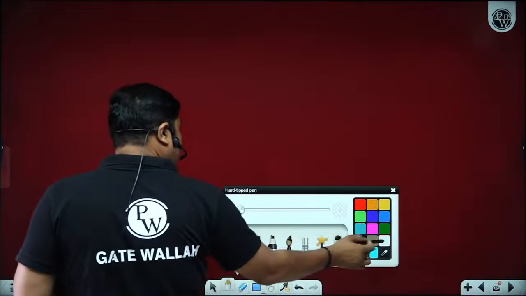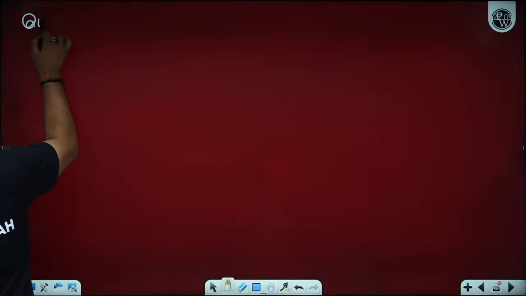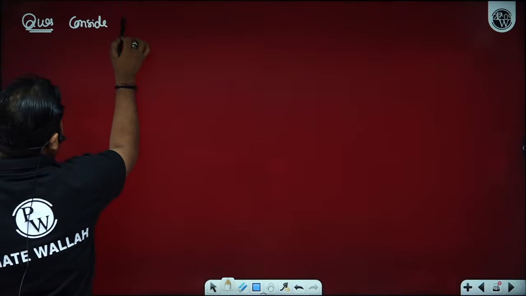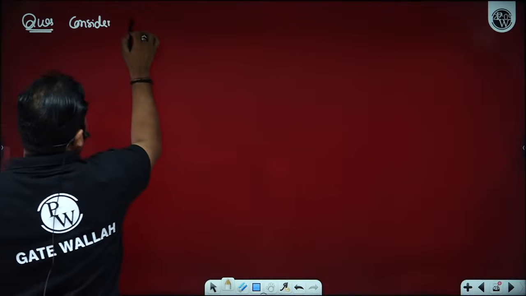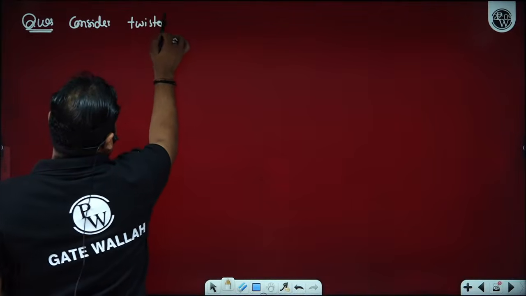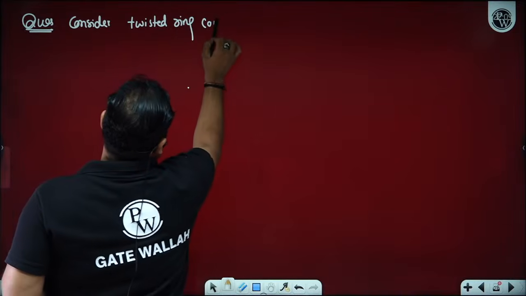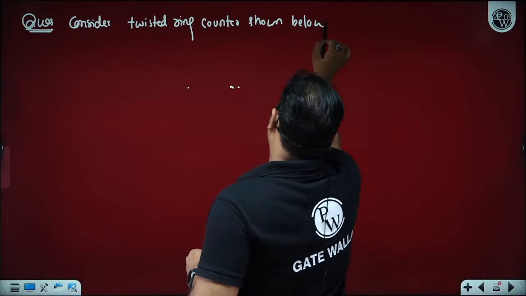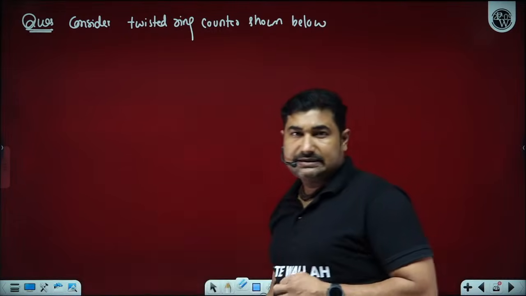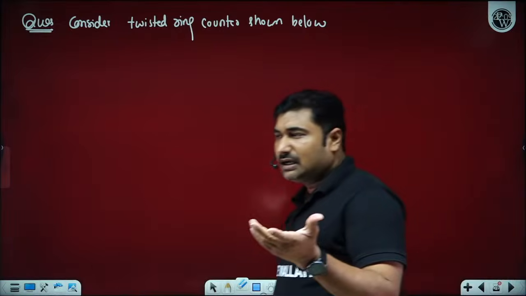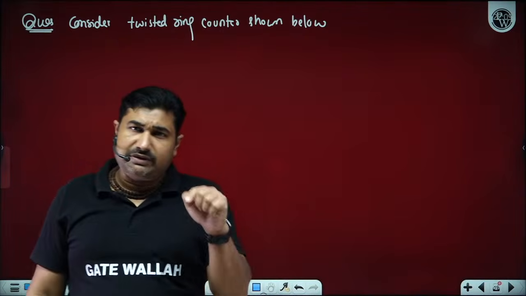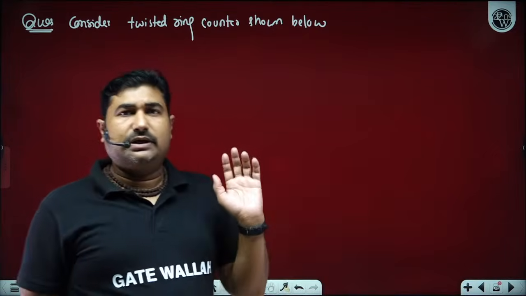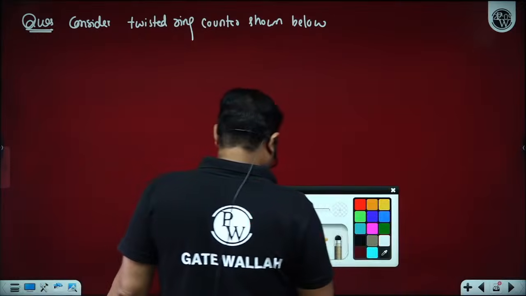Suppose, consider a twisted ring counter shown below. I know I am moving a little bit faster because I have to cover many things. But since it's a live class, wherever you want to note down, you can just pause and note down and then you can go ahead. Now please observe here.